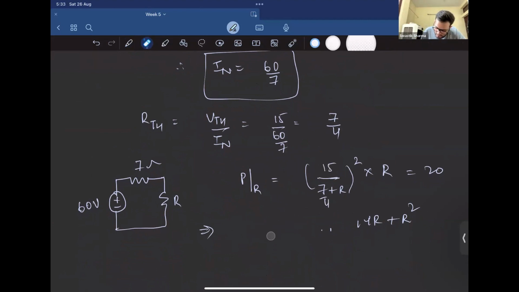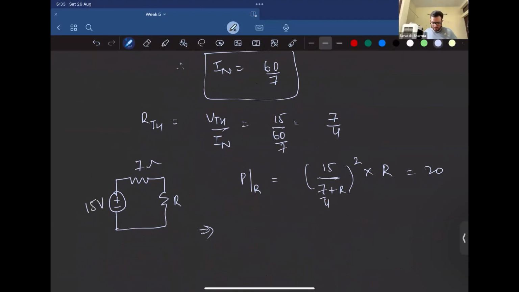So can you tell me what the equation came out to be for you? Very good. Since you're doing it with me, that's good. Otherwise, I would not have been able to find what my mistake was. 7 by 4 ohm.